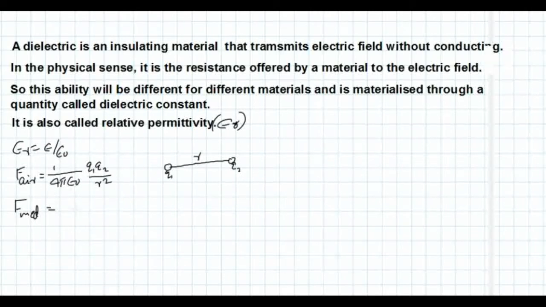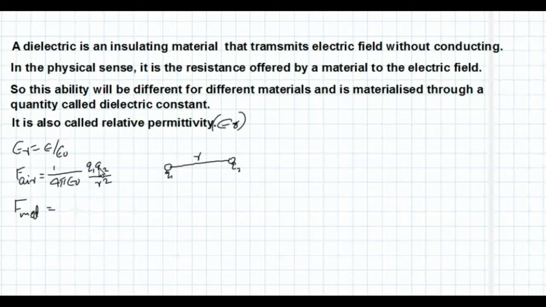And what is the meaning of this? F air is equal to 1 by 4 pi epsilon 0 q1 q2 by r square. From the previous classes we know, if there are two charges, say q1 and q2, at a distance r between them, and if these two charges are placed in air, the force between them will be 1 by 4 pi epsilon 0 q1 q2 by r square.